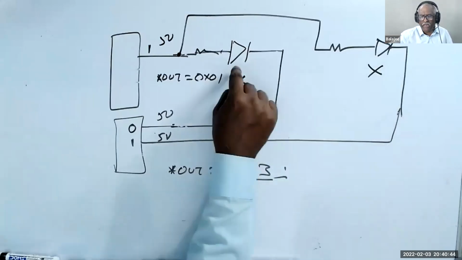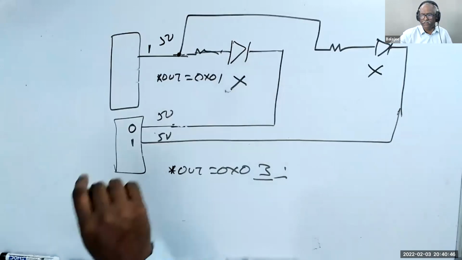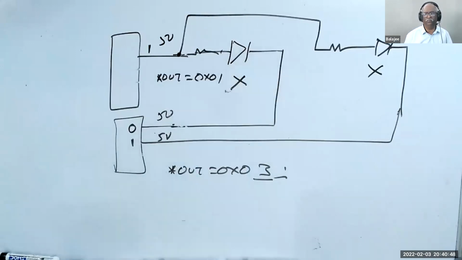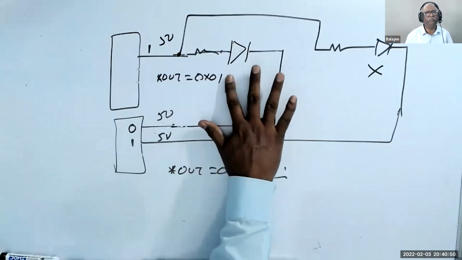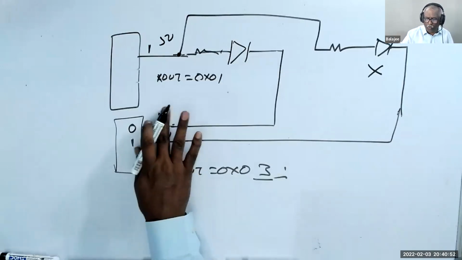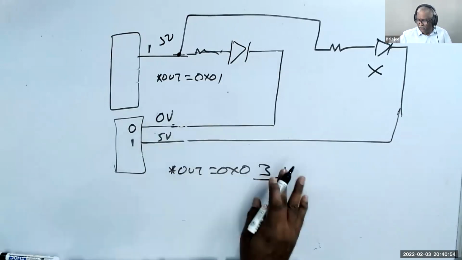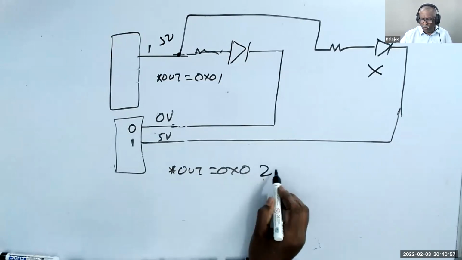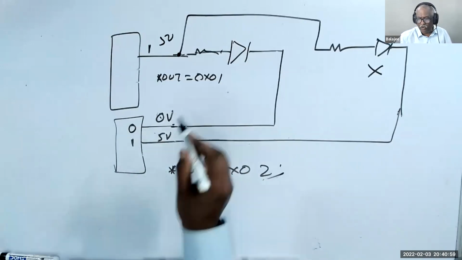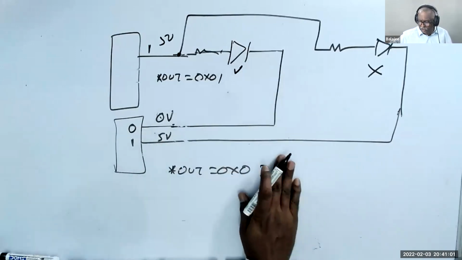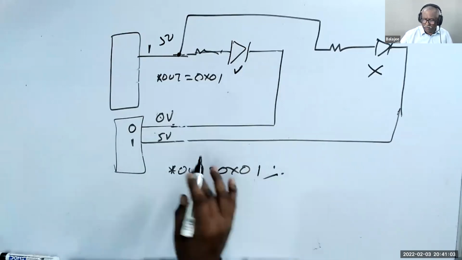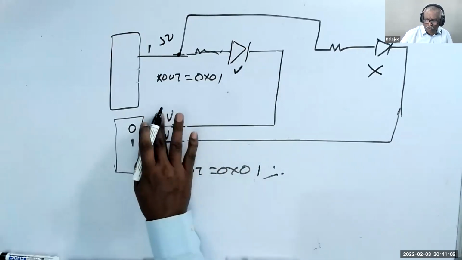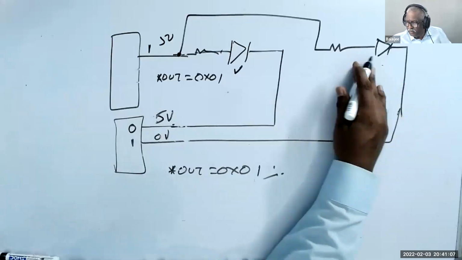Suppose I want to make this one glow. What will I do now? I'll take this out. I will make this one as 0 volt. That means I will out 1, 0. Now this light will glow. If you make it 0, 1, this is 0 volt, this is 5 volt. This will glow, this will not glow.